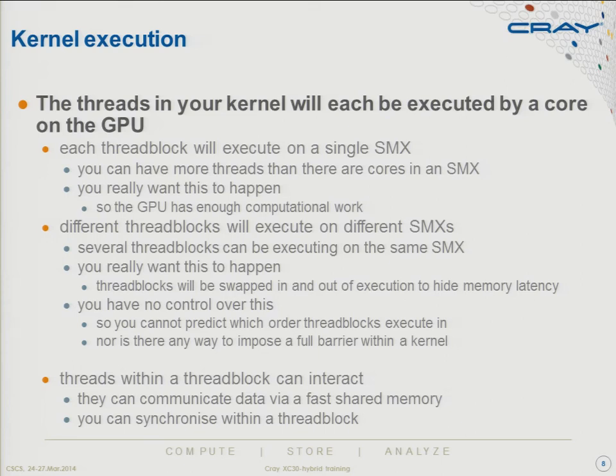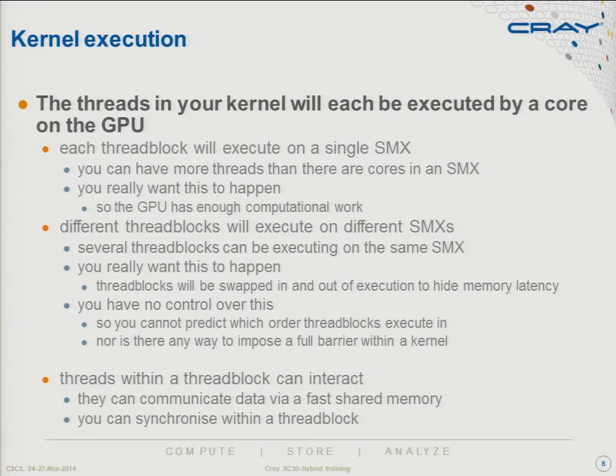If the first thread block is waiting for data from memory, it'll start executing the second thread block, and then it'll come back and resume the first thread block when the data arrives. The more thread blocks you've got, the more you can hide the memory latency. You have no control over this. You cannot predict which order they execute in. There's no way to make a barrier on the execution of these different thread blocks on different SMXs. So this is the non-reproducible part of GPU execution. But you do want this to be happening because you need to be able to hide memory latency.